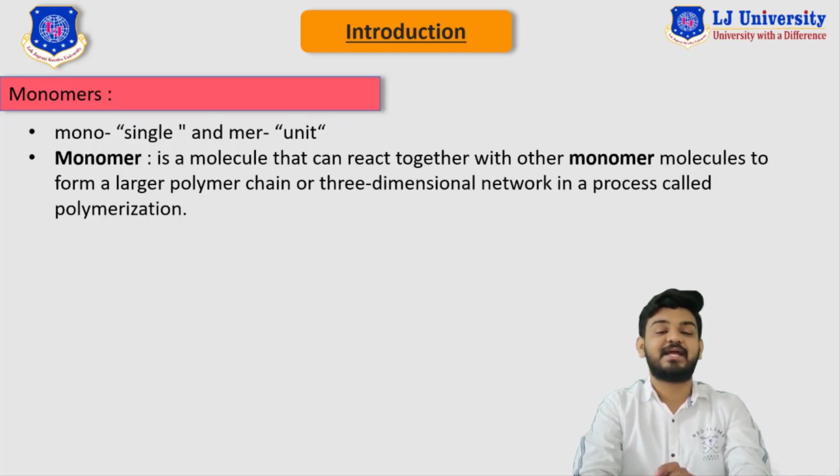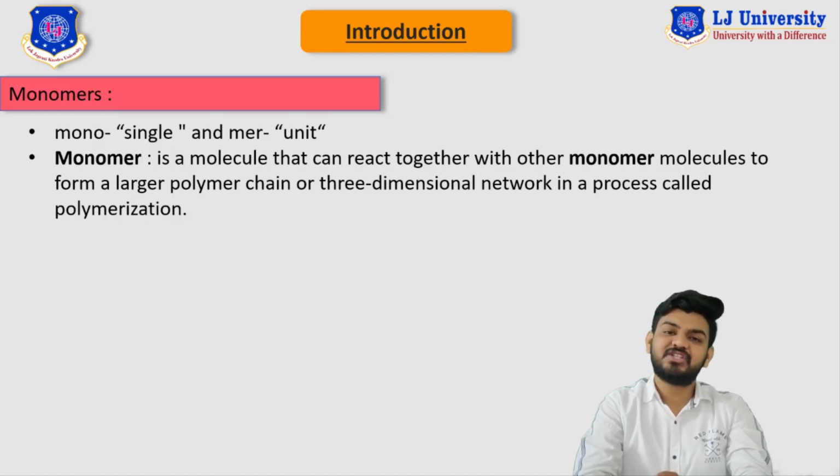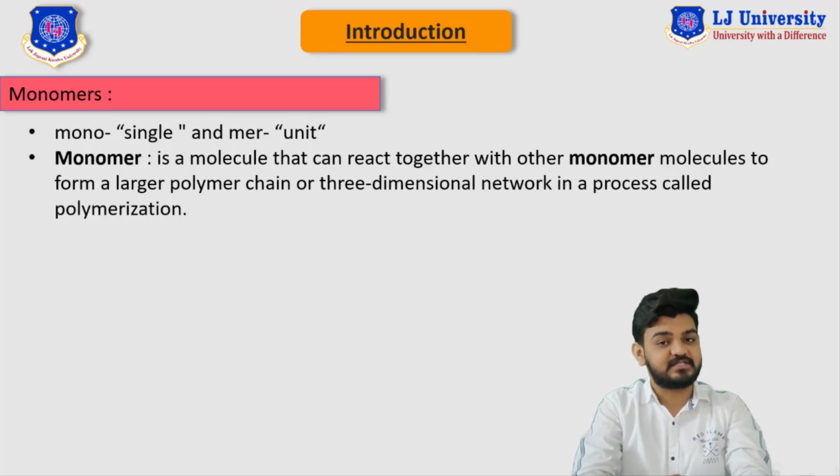Well, this monomer can be reacted together or it can be reacted with another monomer or another molecule to form long chains of the polymers. The monomer is the molecule that can be joined together or with another molecule to form a large polymer chain of three-dimensional structure. And this process is called the polymerization process. So basically, monomers are nothing but single molecules that can be joined together to produce polymers.